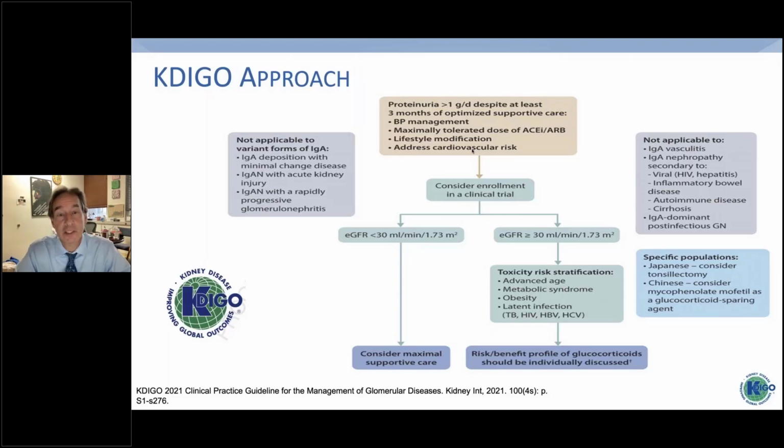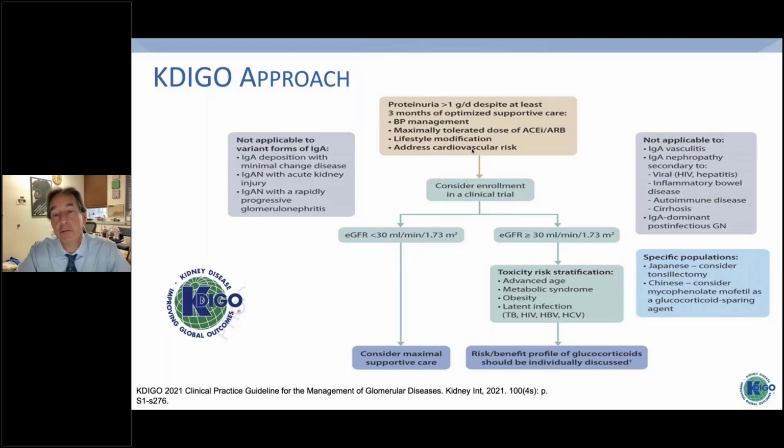And for those patients that are still at significant risk with substantial proteinuria, the main suggestion of the guidelines, published last year, was to consider enrollment in a clinical trial. And if that's not possible, if they have low kidney function, less than 30 mils per minute, then maybe consider maximal supportive care. However, if those patients are more inflammatory than fibrotic, maybe they fall into other considerations, but the KDIGO approach would be to consider really maximizing supportive care.